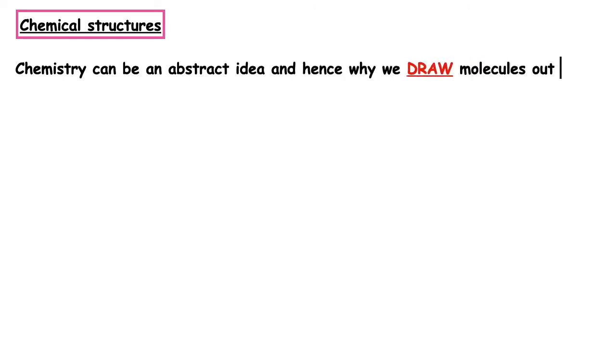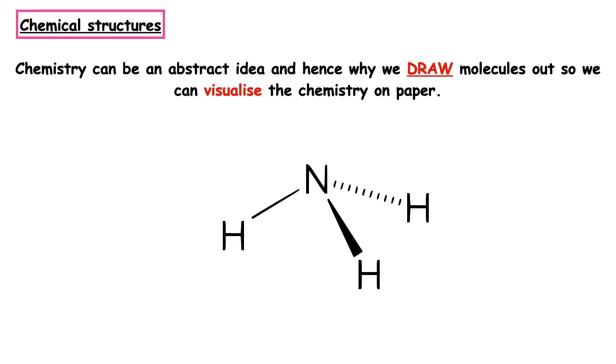Chemistry can be an abstract idea, and hence why we draw molecules out so that we can visualise the chemistry on paper. Here is an example of a molecule here of ammonia. What you may be asked to do is to write the chemical or molecular formula of a structure given. The way to do this is to firstly identify the different types of elements that you have. We've got nitrogen, which is the central atom, and the chemical symbol for that is N.